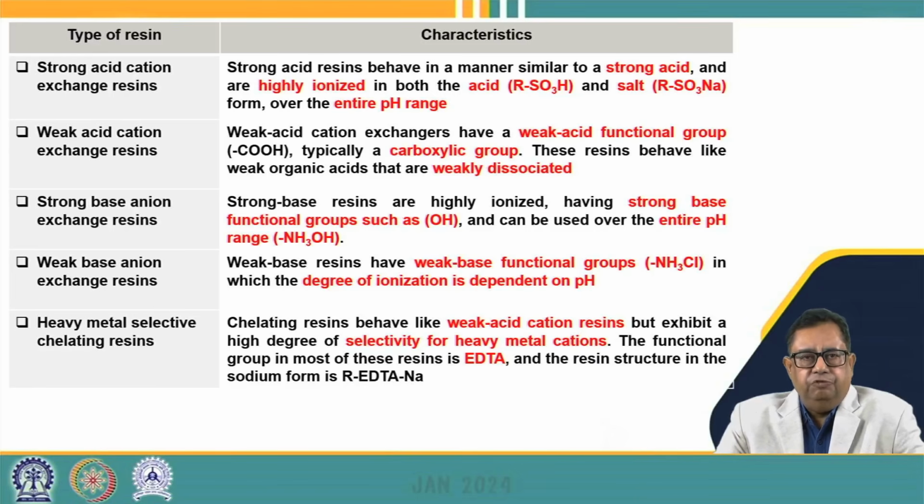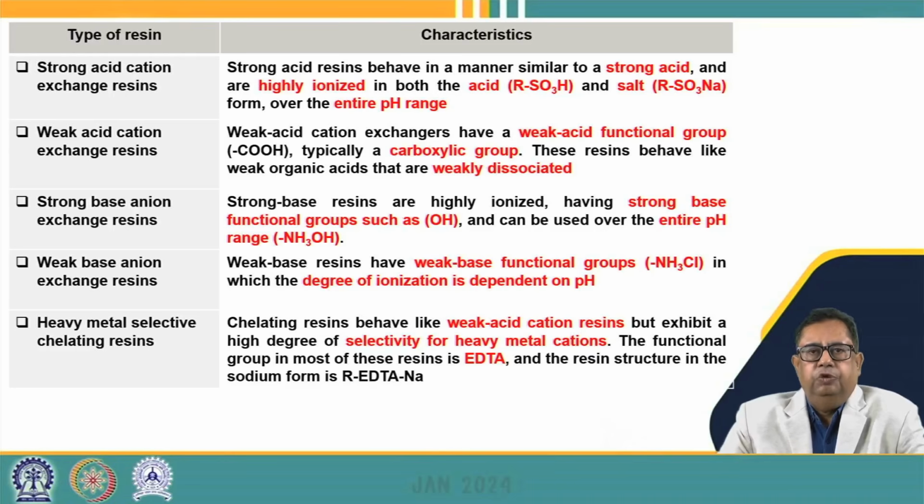Similarly, we can have the weak base anion exchange resins where the weak functional group, for example NH3Cl, will be used, and these have a low degree of ionization, and again at alkaline pH it may not work, because it depends upon the degree of ionization, where the ionization will not be possible, and that's why the use of such resins can be limited by the pH condition.